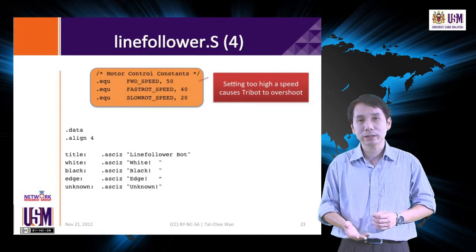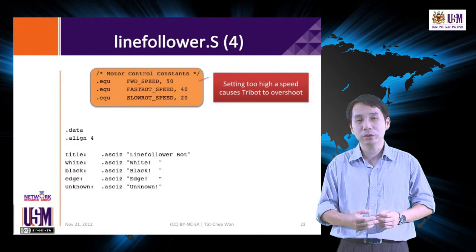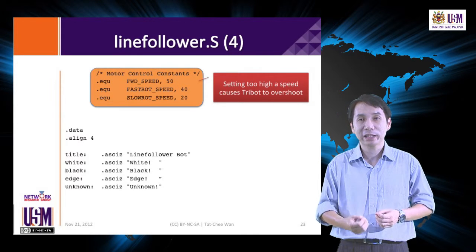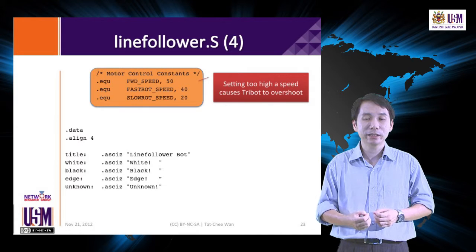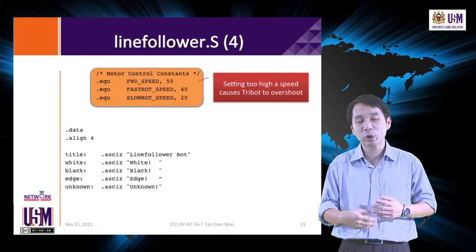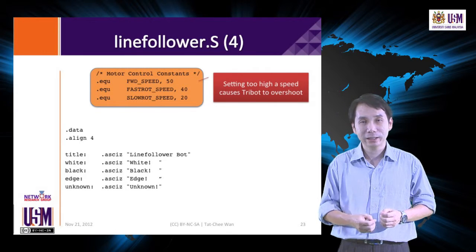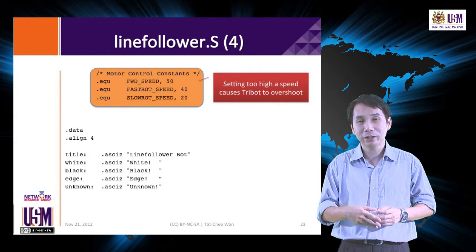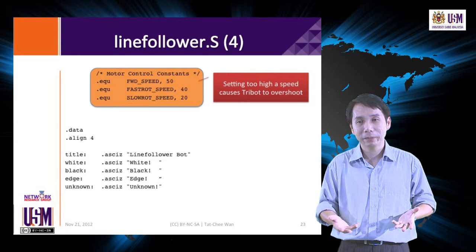Next, there are some constants used to define the speed of the motors for going straight, for rotating slowly, and rotating quickly. Now, if you set too high a speed, we can cause the tribot to overshoot, especially when we think that we are on the line. If you move very quickly, the robot can suddenly find itself exceeding the marking on the floor and then be on a non-marking area.